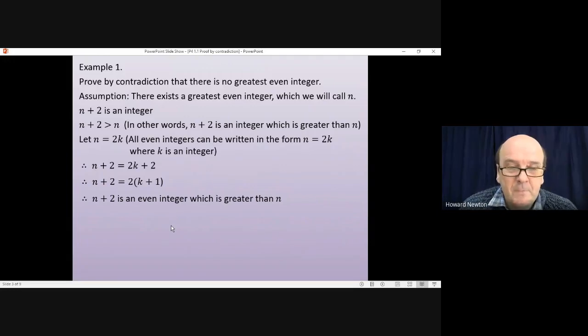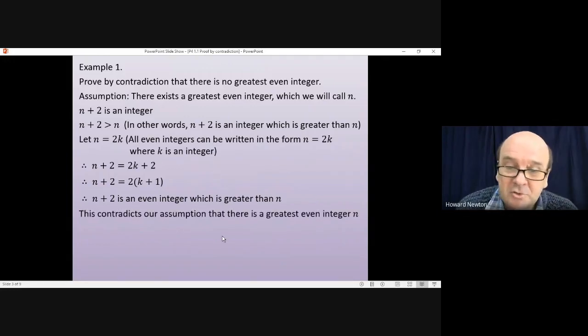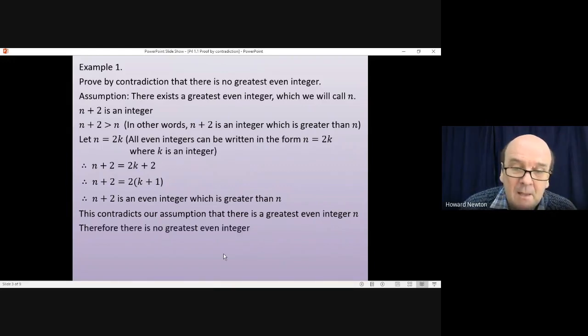So n plus 2, we've said that it's an integer, and we've proved that it's an even integer, which is bigger than n. Well, this contradicts our assumption that there is a greatest even integer n, because we've shown that n plus 2 is bigger than it, and it's even. And the final thing you do on any proof like this is just restate what you've been asked to prove. So you do need to do this. Therefore, there is no greatest even integer.